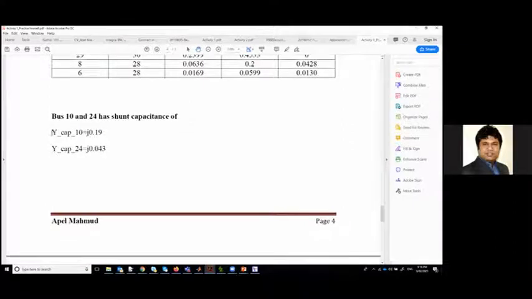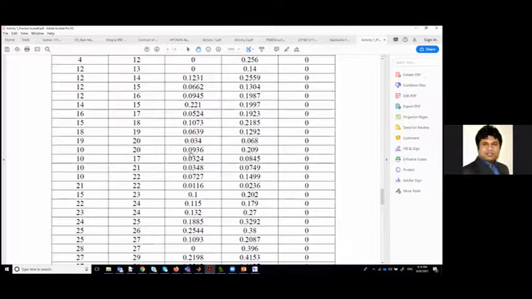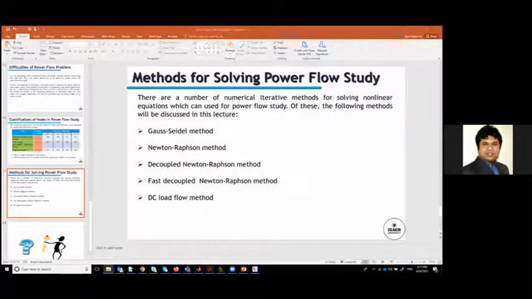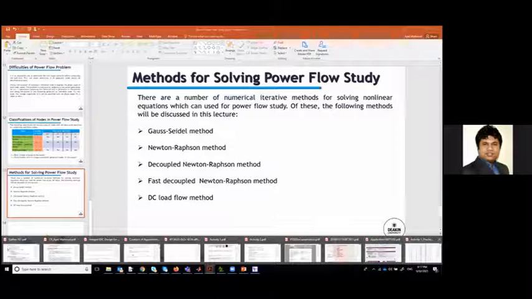I multiplied with 100 because this is in per unit. We need to multiply with 100 because we consider the base as 100. Okay, that's right. And then we put all the branch information. And putting branch information is really critical because that takes a lot of time actually.